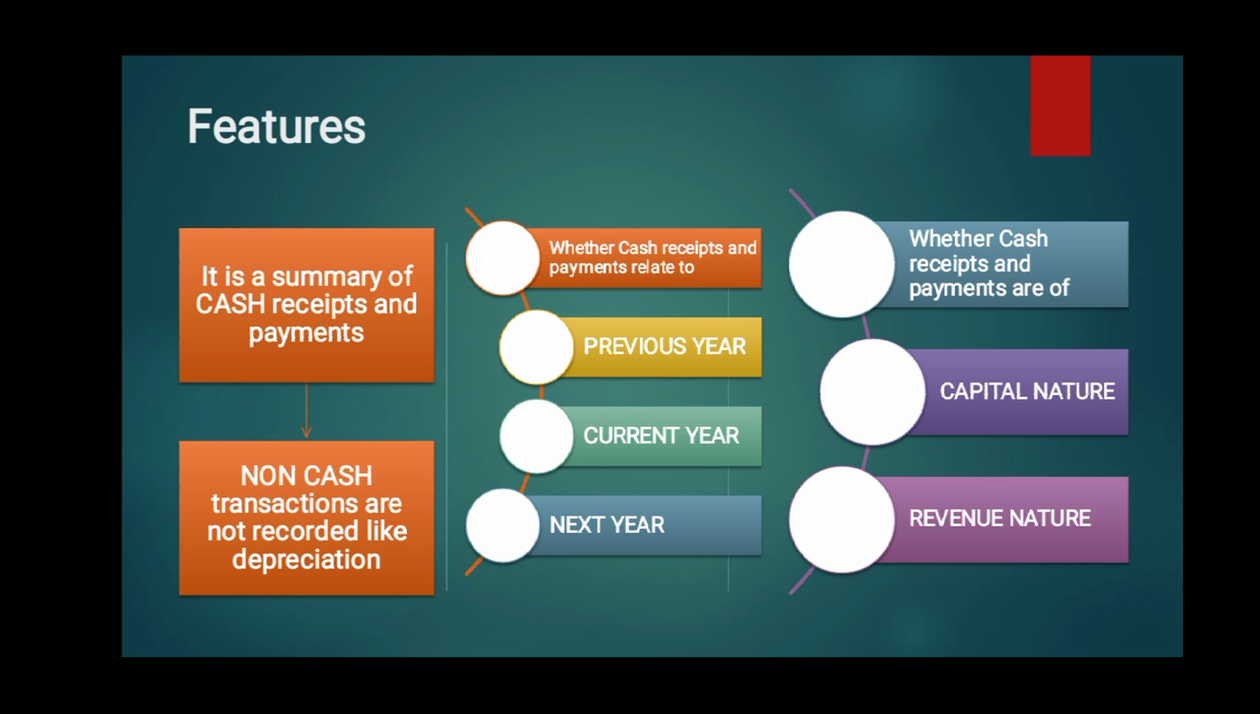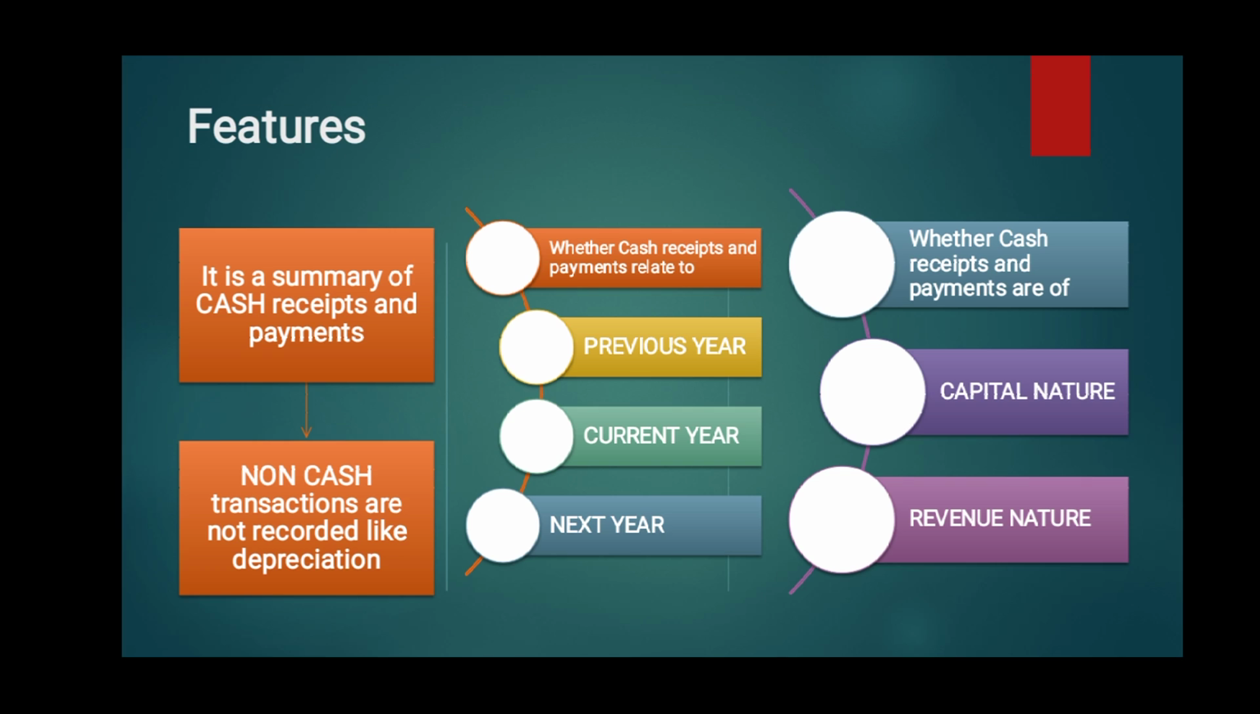So what are its features? Its first feature is it is a summary of cash received and cash payments. It means that non-cash transactions are not recorded under it. Non-cash transactions like depreciation, outstanding expenses, accrued incomes are not recorded under receipt and payment account.